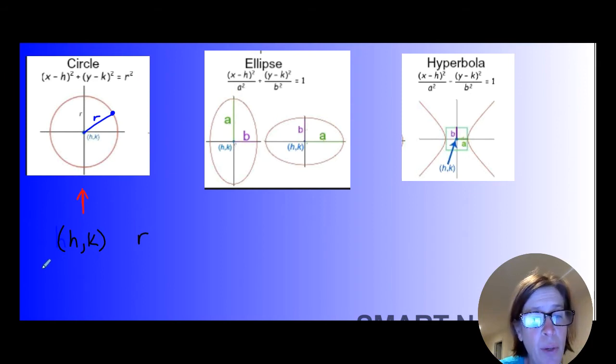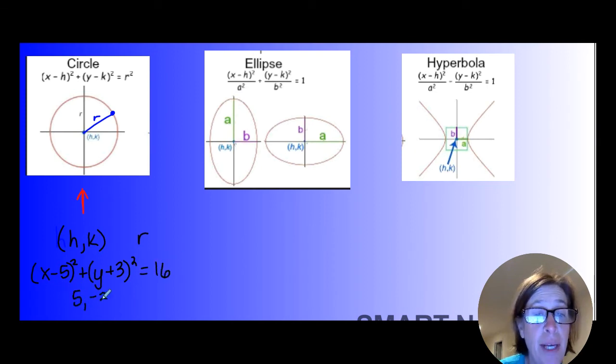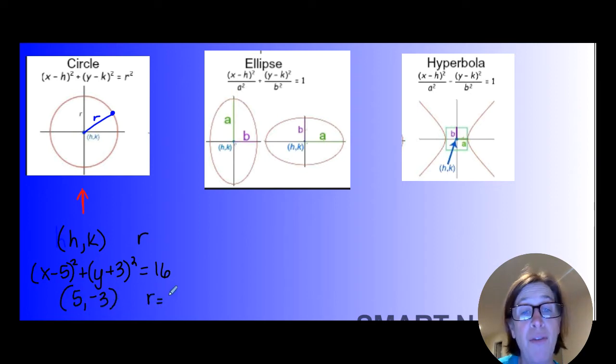So if I give you an equation like x minus 5 squared plus y plus 3 squared equals 16, then your center would be (5, negative 3). Notice the opposite signs there, and your r would be 4.